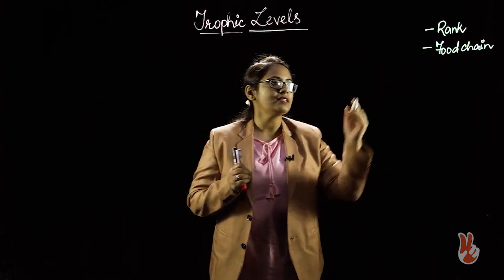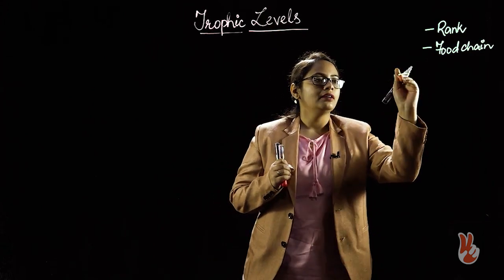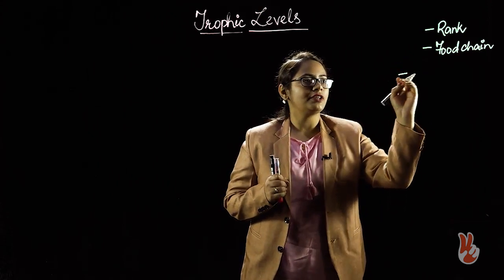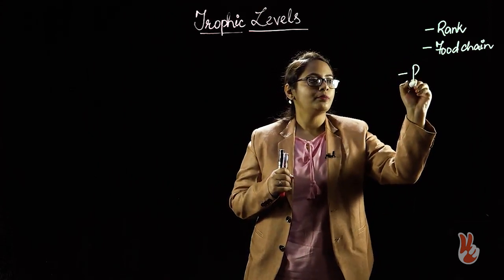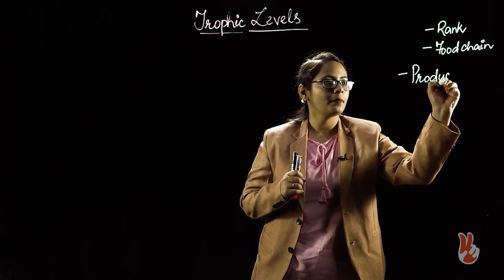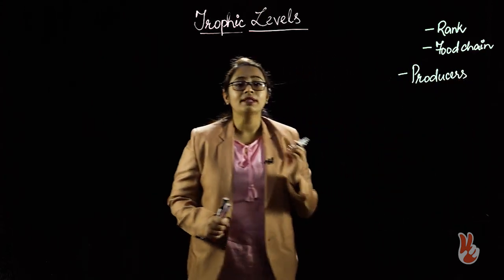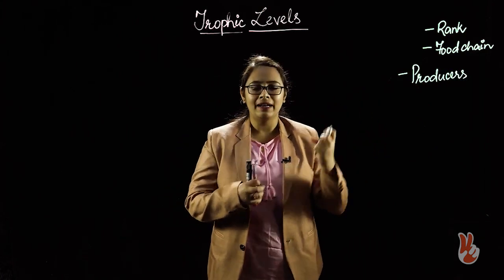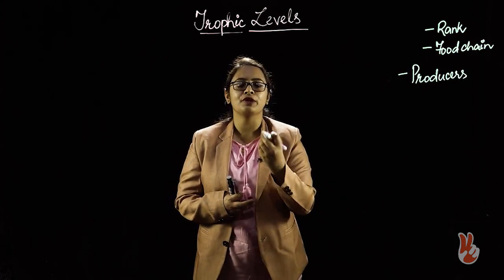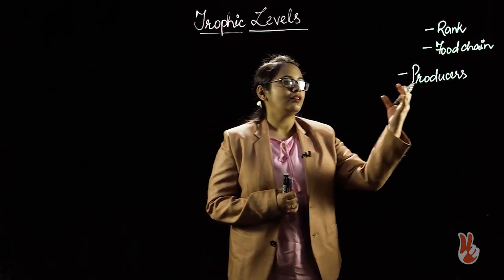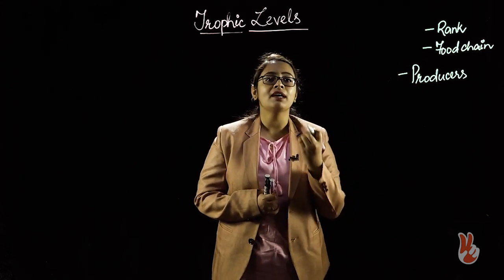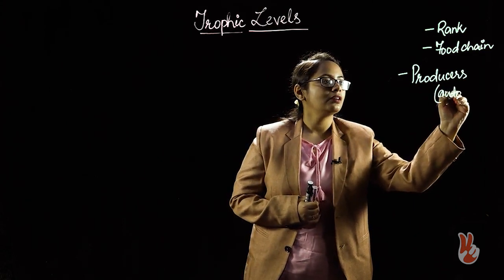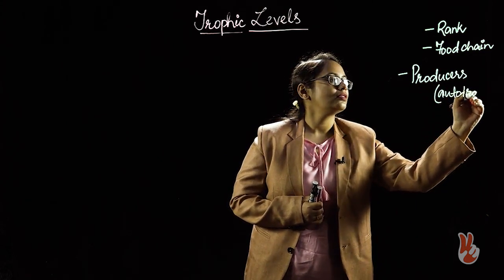The trophic levels are divided into the following types. The first trophic level is generally occupied by the producers. Now, what are producers? Producers are those organisms which harness the solar energy and produce their own food. So, for example, the producers can be the autotrophs.